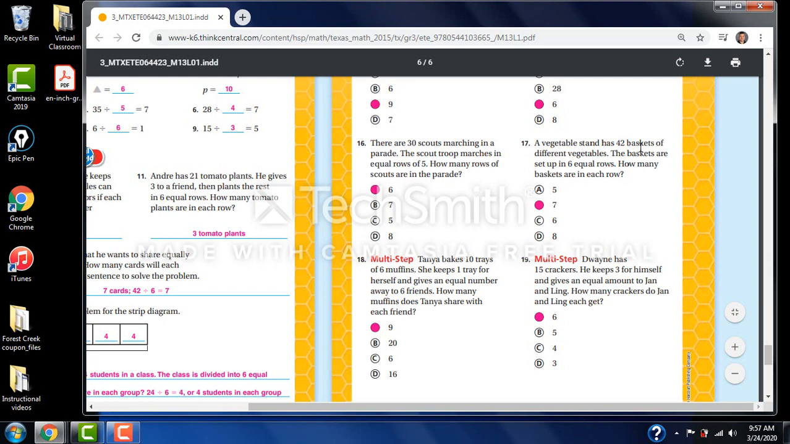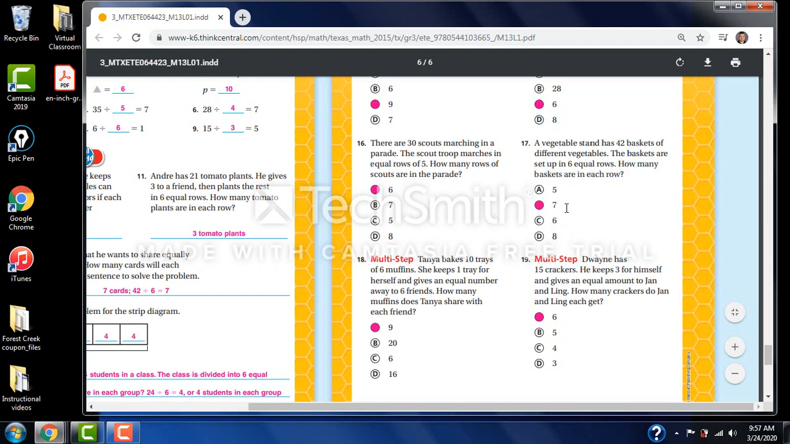The vegetable stand has 42 baskets of different vegetables. The baskets are set up in 6 equal rows, so 42, 6 equal rows. Your question is how many in each row? 42 divided by 6 equals 7.